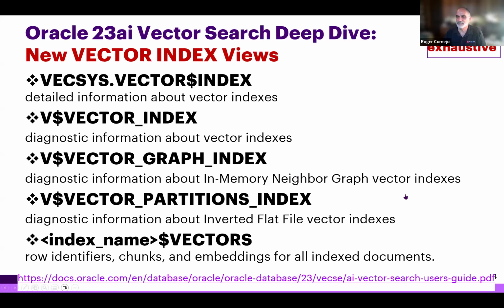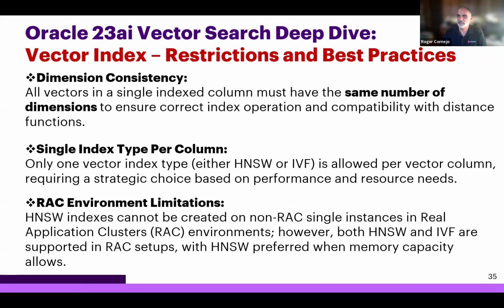It's a very long document, but I'm just calling out a few things that I think you'll find interesting. There are some restrictions and best practices. All the vectors in an indexed column have to have the same number of dimensions. So you can't put rows with different numbers of dimensions in each row. And you can only have a single index type per column, so you have to pick either the HNSW index or the IVF index. That's another restriction. And in RAC environments, there's a restriction there as well. I'll just leave that one for reference, but you need to know these restrictions and best practices as well.